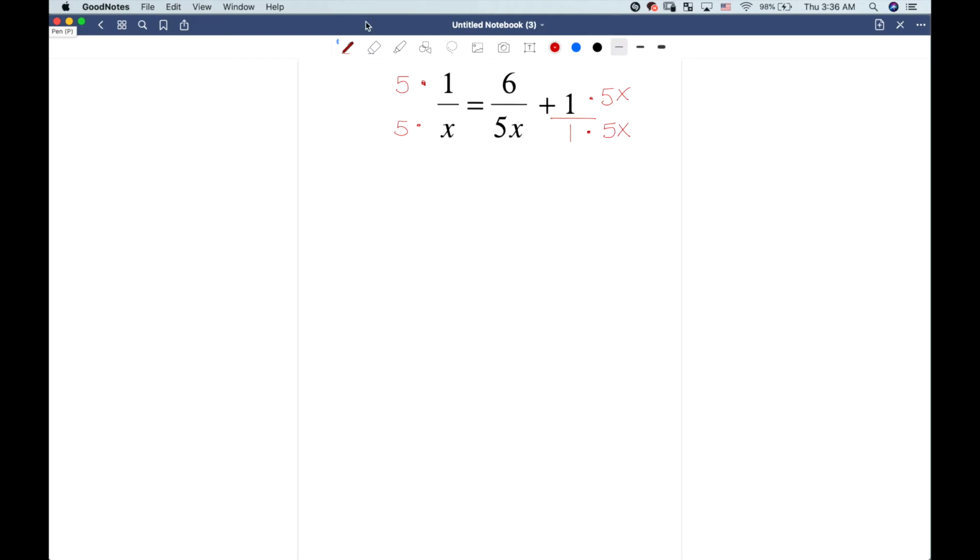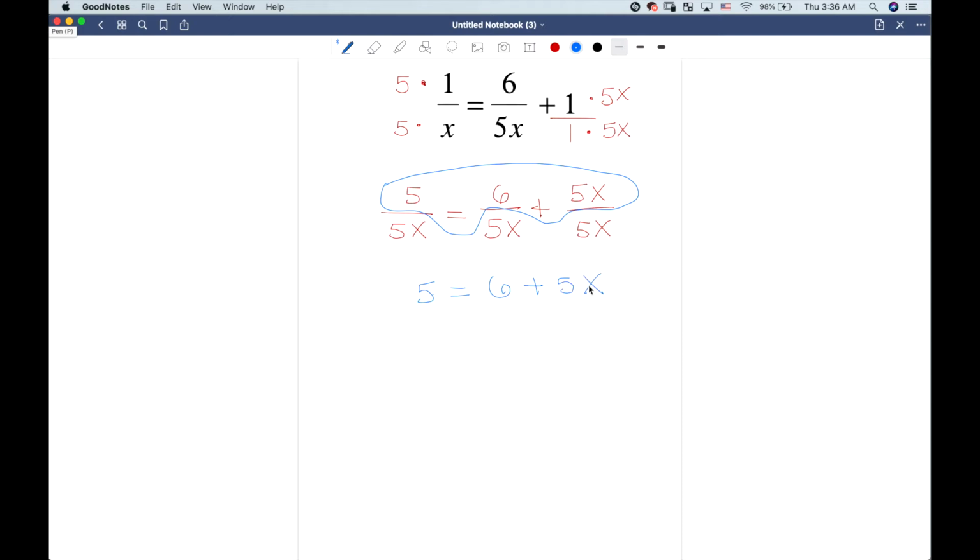And let me just clean this up. 5 times 1 is 5. 5 times x is 5x. This fraction stays the same. 1 times 5x. Oop, don't forget the plus sign or minus signs. 1 times 5x is 5x. 1 times 5x is 5x. Once you have the common denominators, you just have to focus on the numerators. 5 equals 6 plus 5x.